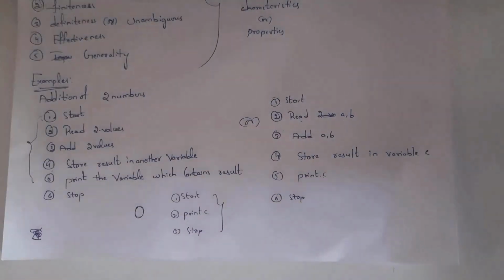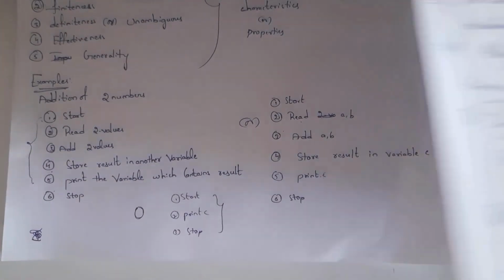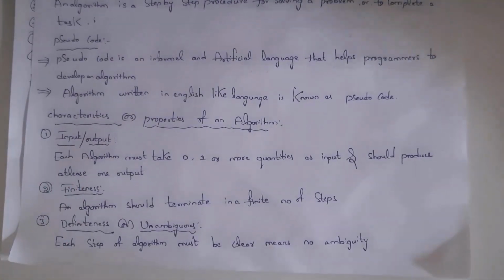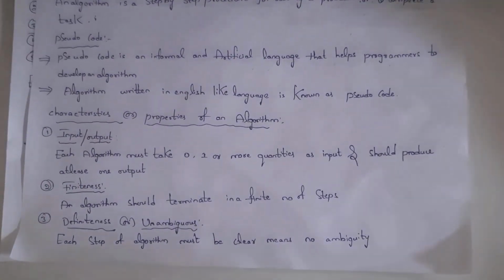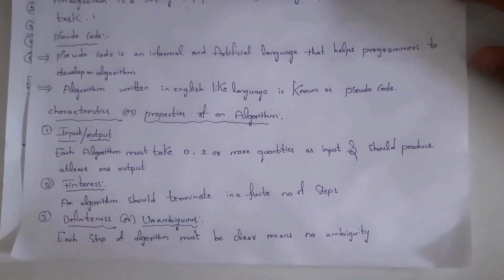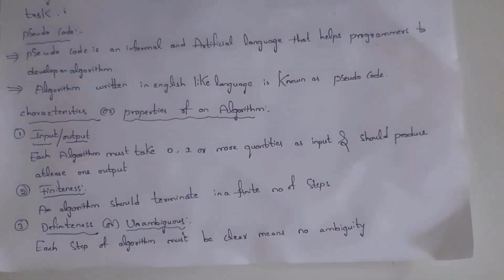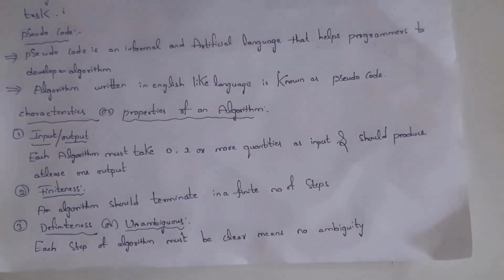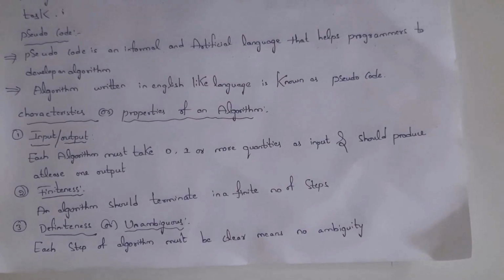Input can be 0, that means there is no need of giving input, but there must be at least one output. An algorithm should produce at least one output. This is the first property, and the second property is an algorithm should terminate in a finite number of steps. That means we need to complete the algorithm in a countable number of steps. There should not be any infinite steps in an algorithm.